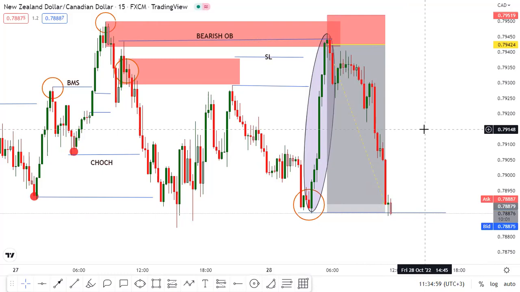So those are what you have to make sure you see. You have to make sure you have the rules to tell you that this is a very strong area for me to buy or to sell.